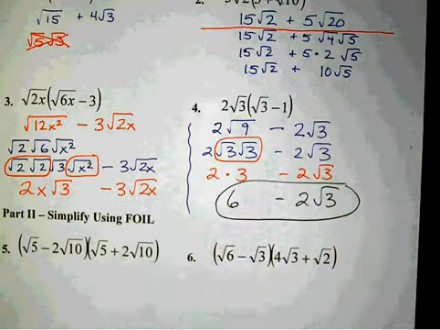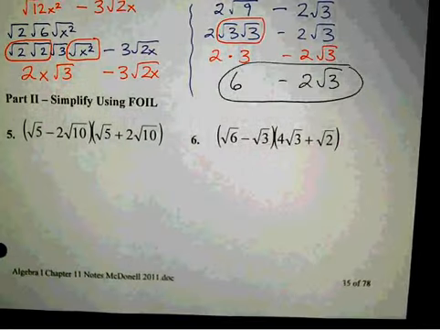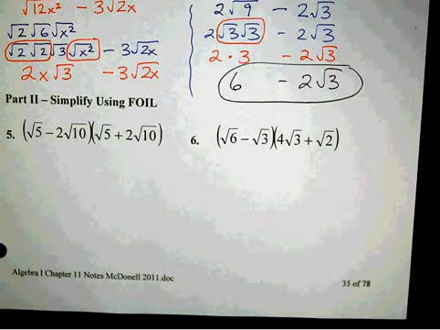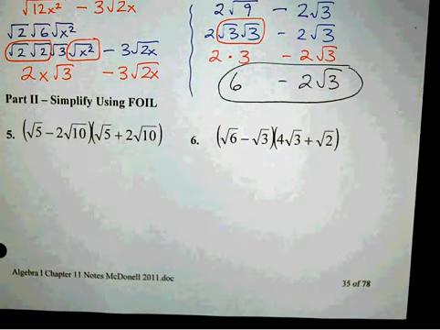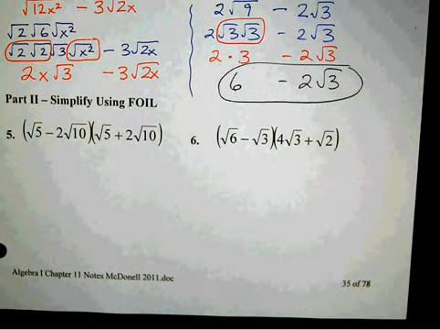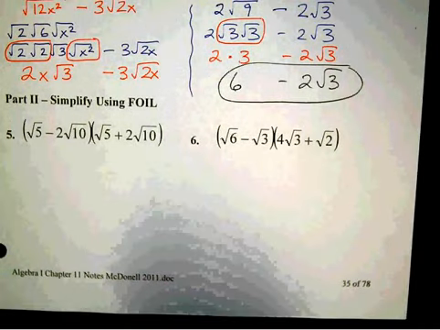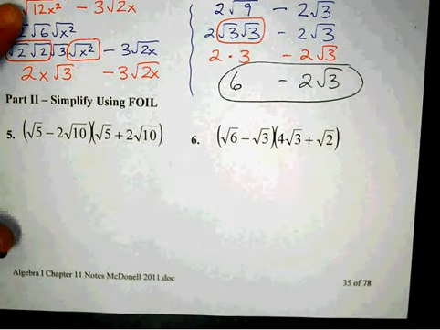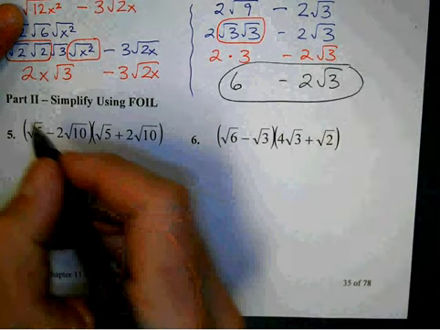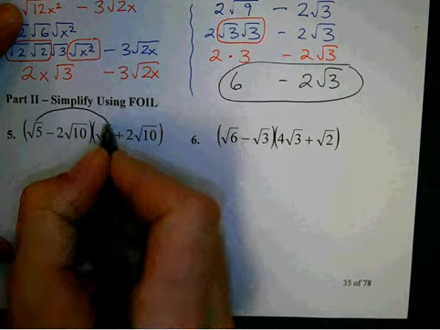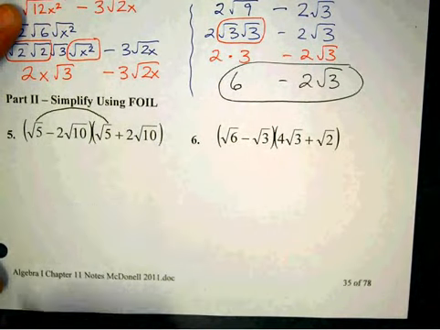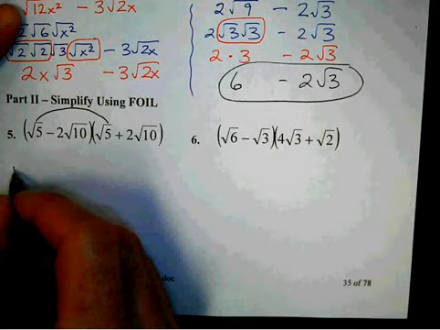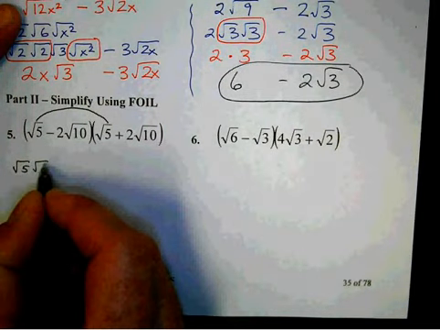All right, our next one. Do you remember what FOIL stands for? First, Outer, Inner, and Last. And remember the smiley face we drew? Okay, so let's draw that. As we draw the arch, let's do the multiplication. Root 5 times root 5 is root 25, right?